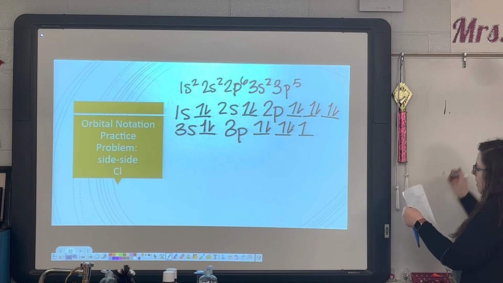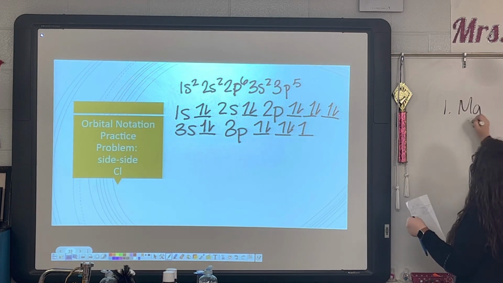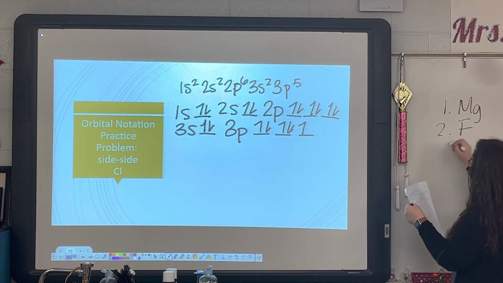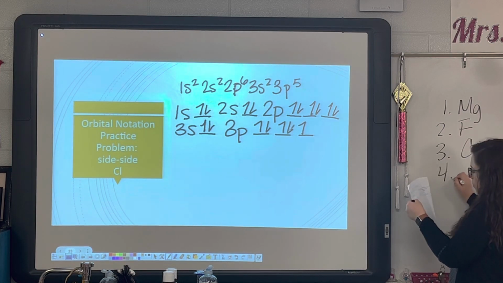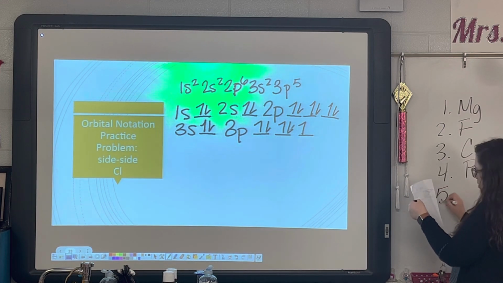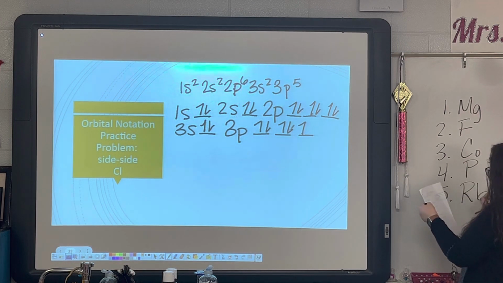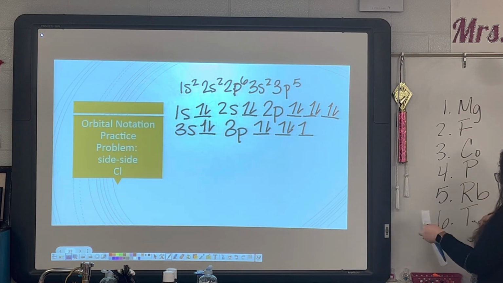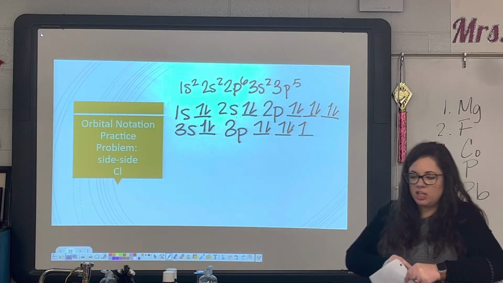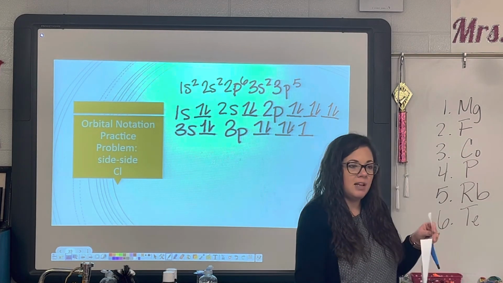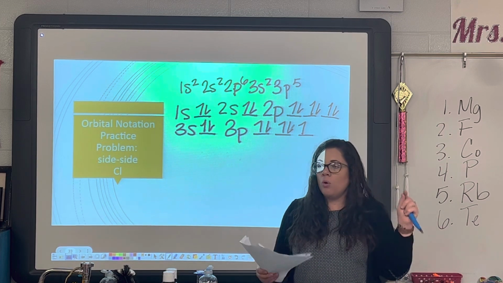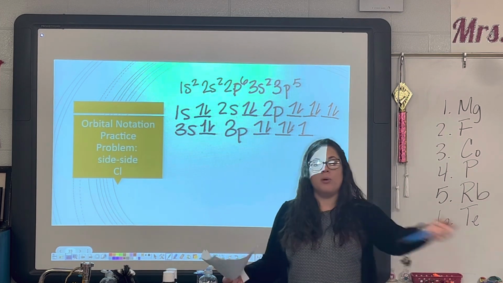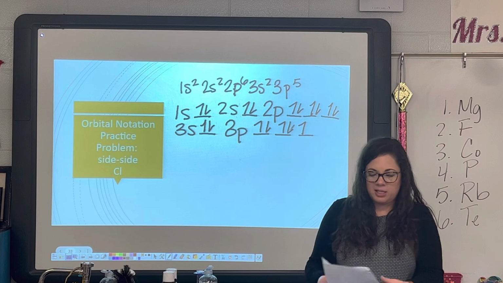So it was magnesium. Fluorine. Number 3 was cobalt. 4 was phosphorus. 5 rubidium. And 6 tellurium. So I want you to do the orbital notation for those and then turn it back in. If you want to do it on the same paper and turn it back in if you've already turned it in, or finish that up and turn them both in together so you can get both grades.